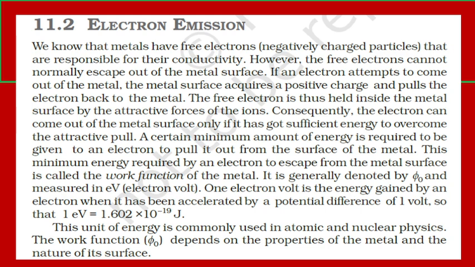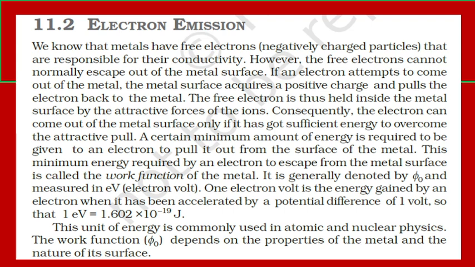So from this particular slide, it is my expectation that the students would have understood that electrons will not simply leave the metal surface. Even if an electron tries to escape from the metal surface, the surface will acquire a positive charge, and due to that positive charge, the electron which is trying to escape will be pulled back to the metal surface. That's why the metal surface maintains its neutrality. Always it will be a neutral surface.